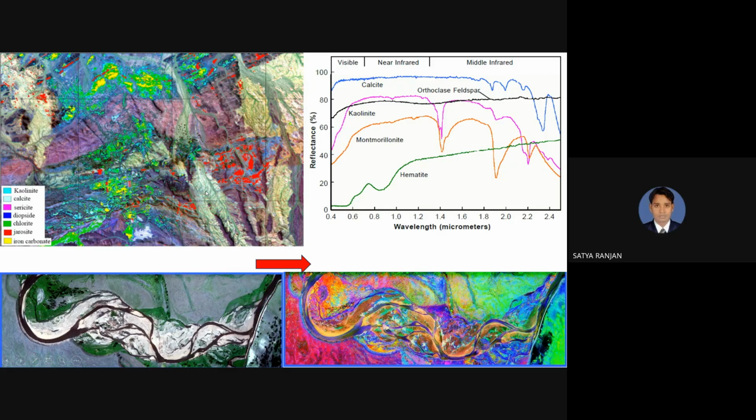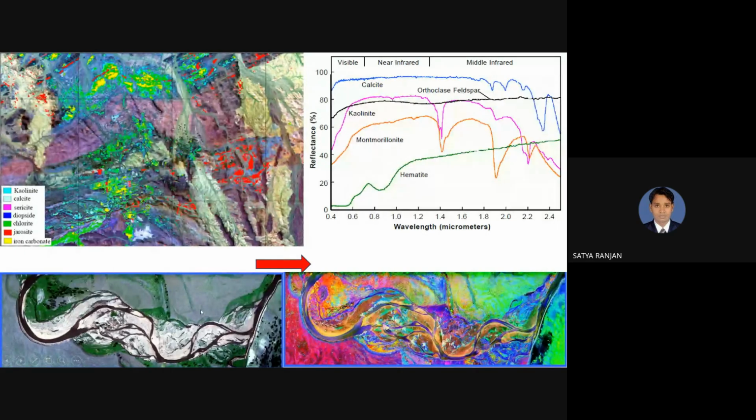Previously, we could identify features only based on the color, association, shape, and shadow of the satellite image. But in the hyperspectral image, we cannot identify the features with the help of color; we identify these features with the help of their graph. So if equal graphs are there, then we can estimate the area of the different minerals.